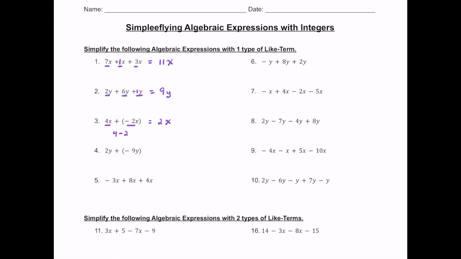Okay, for this next one, we have 2y, but we're taking away 9. So 2 minus 9 is going to be negative 7. So our coefficient is going to be negative 7y for our simplified expression.